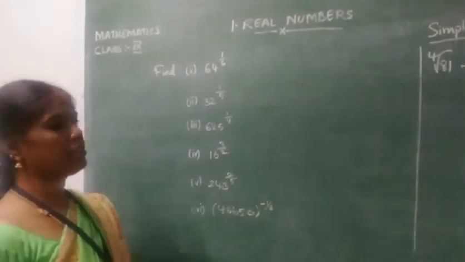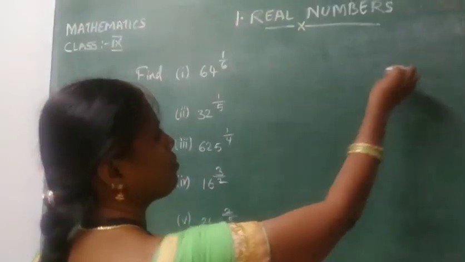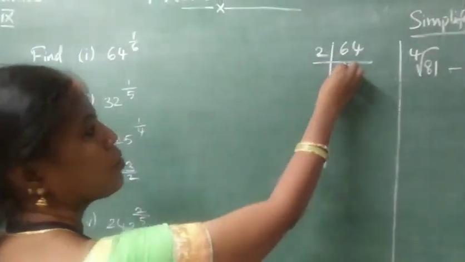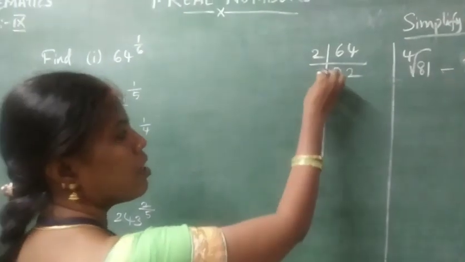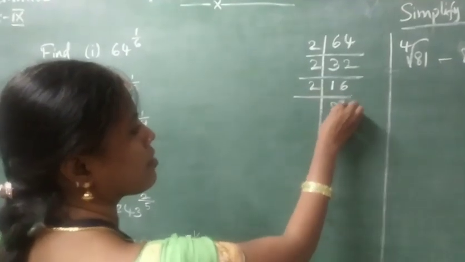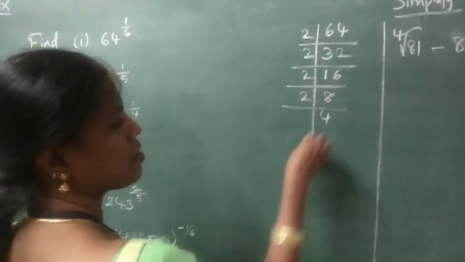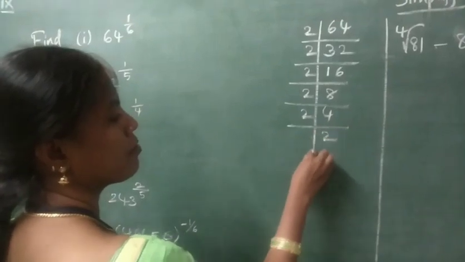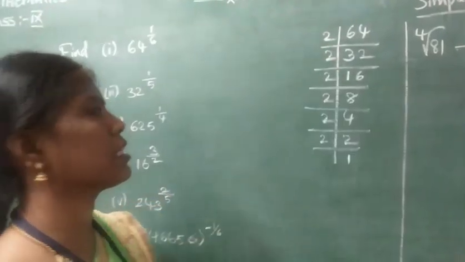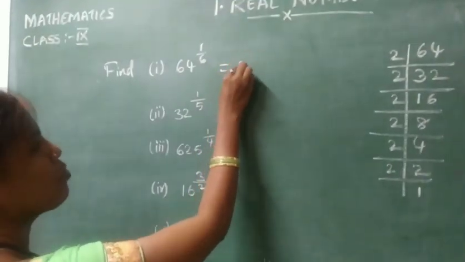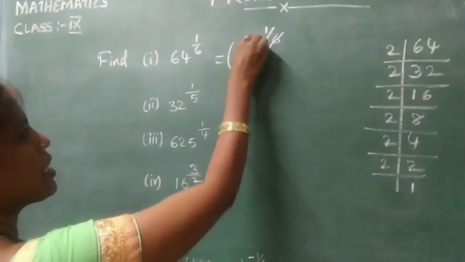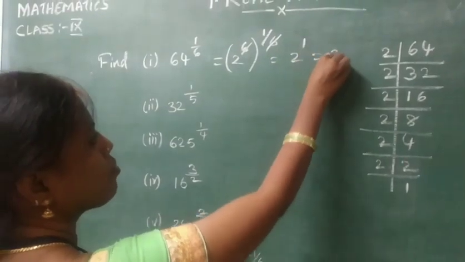Here we will find this 64. We know how to find the factors. Let us divide by 2. 2 threes are 6, 2 twos are 4, 2 ones are 2, 2 sixes are 12, 2 eights are 16, 2 fours are 8, 2 twos are 4, 2 ones are 2. That is 1, 2, 3, 4, 5, 6. So 64 will be expressed as (2⁶)^(1/6). The 6 cancels, leaving 2 to the power 1, that is 2.